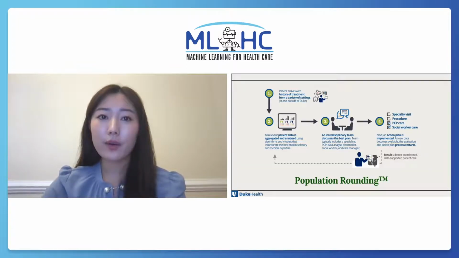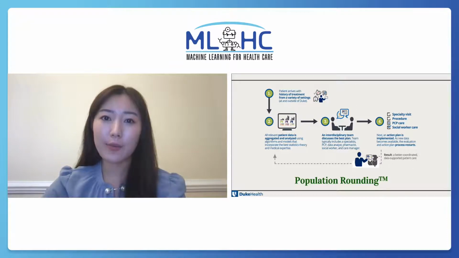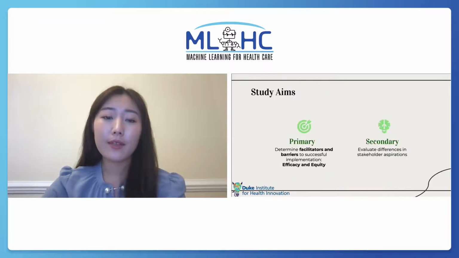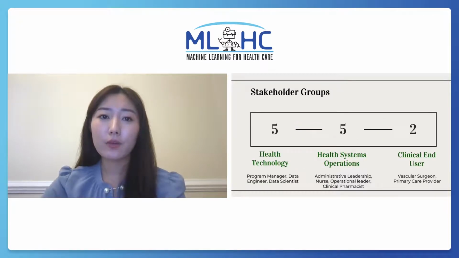This is the population rounding workflow used, which allowed identification of preventative interventions by an interdisciplinary team before a personalized message was sent to the patient's primary care provider. The two primary aims of this research were to, one, determine facilitators and barriers to efficacious and equitable implementation, and two, evaluate differences in stakeholder aspirations. In total, 12 stakeholders were interviewed across 3 stakeholder groups.